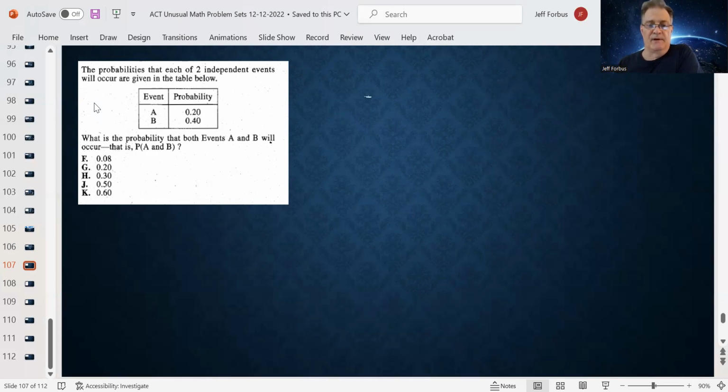So you just take 0.20 and 0.40, multiply them together. Now count the number of decimals. So there's 3, we've got to add a 0. So it is 0.08. Answer choice F.